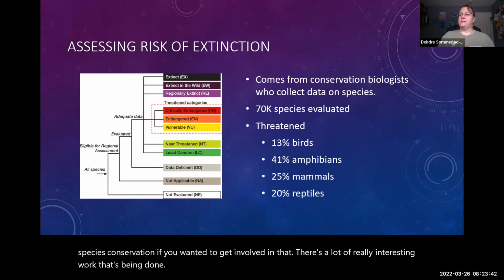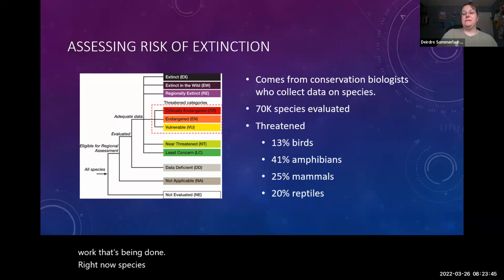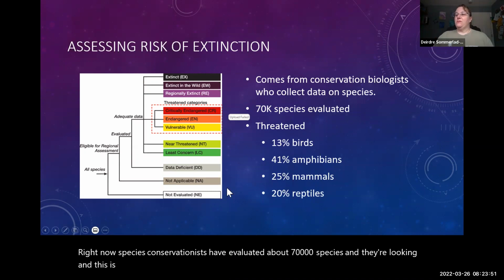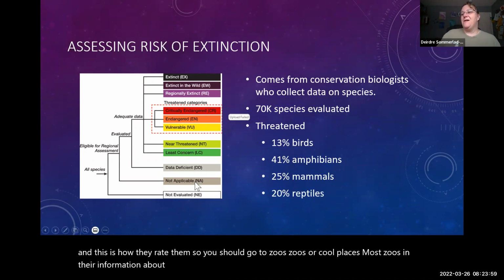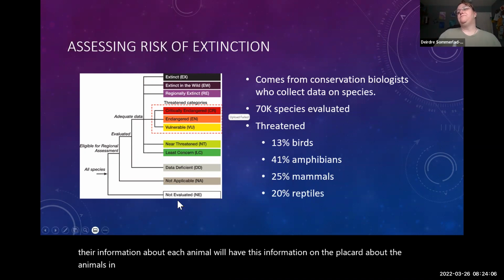Right now, species conservationists have evaluated about 70,000 species, and this is how they rate them. So you should go to zoos. Zoos are cool places. Most zoos, in their information about each animal, will have this information on the placard about the animals in the enclosure.